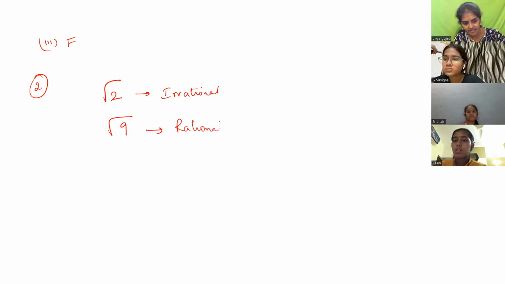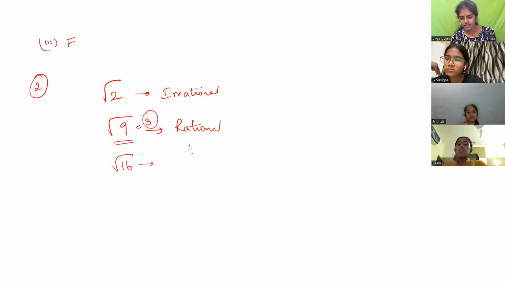Can you tell me the answer, Rahi, for root 9? 3, ma'am. Very good. So root 9 I can write as 3. 3 is a rational number. So the square root of every number need not be irrational. Few may be rational as well, like root 16. So this is also rational. So a few examples you can list out. Okay, clear? Now moving on to the actual concept of today's session.